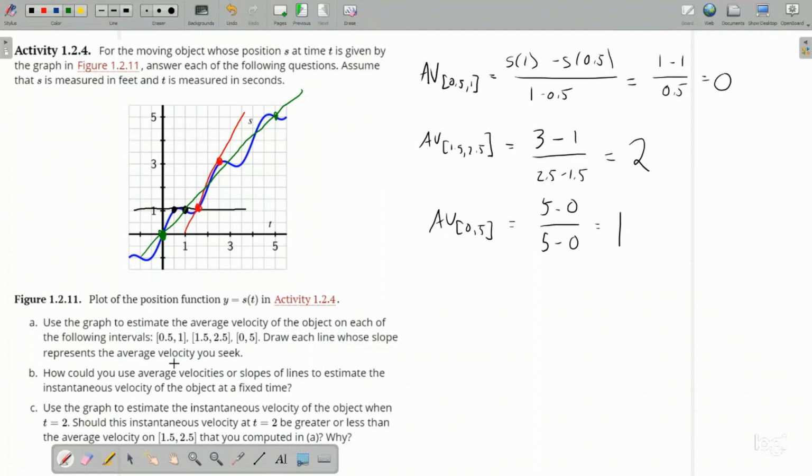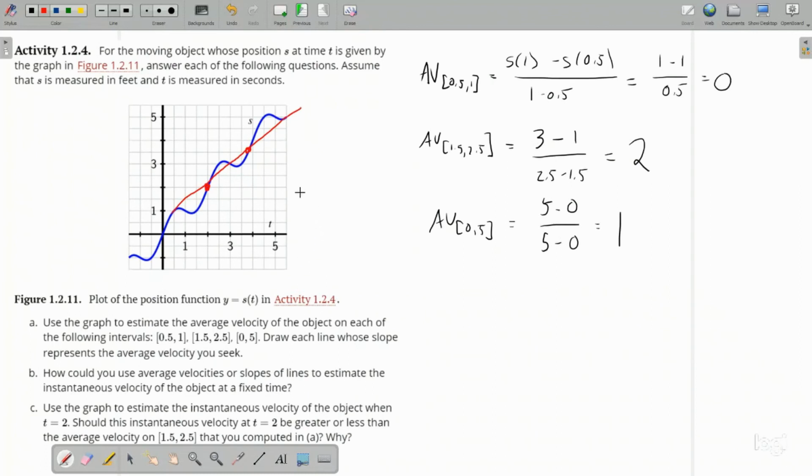Part B, how can you use average velocities or slopes of lines to estimate the instantaneous velocity of an object at a fixed time? So the idea, let's simplify some of this picture here. Let's just pick 2 arbitrary points this time. Take this point here and this point here.